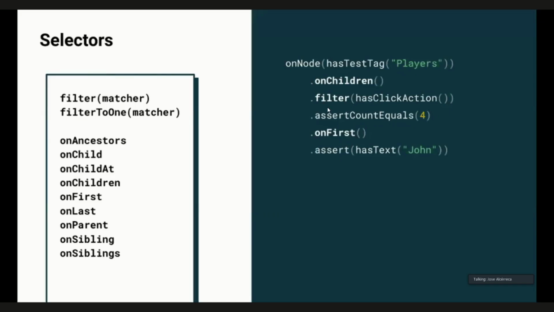Selectors is a different category, and it's a nice way to make your test a little bit more readable. Again, you can pass any matcher or combination of matchers to the filter function, or use any of the hierarchical selectors. With them, you can write tests like this one on the right. You need to start with a finder. So on a node that has a player tag, and then we start using selectors on its children, filter the ones that have a click action, make sure they're 4, get the first one, and verify its name.